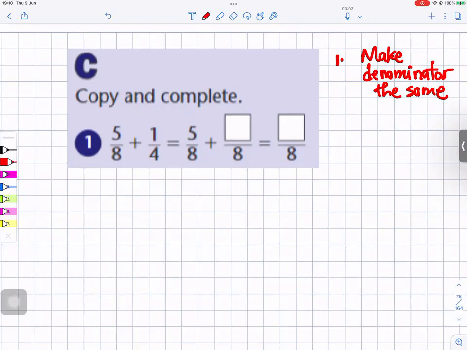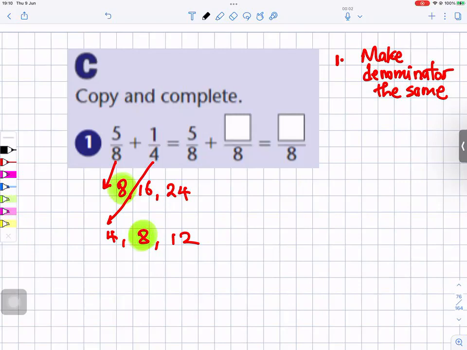Can you see 8 and 4 there? Yes. I'll show you a trick. What you do, you write the 8 times table: 8, 16, 24. And then you write the 4 times table: 4, 8, 12. Which number do you see in both of them? 8. The smallest one is 8. So you want to make all of them 8.